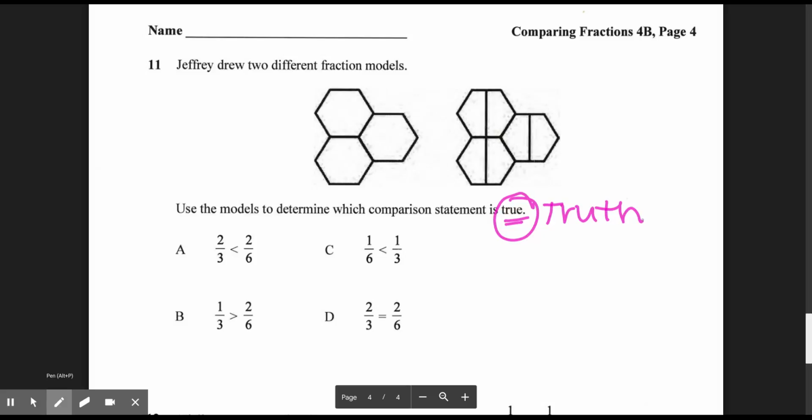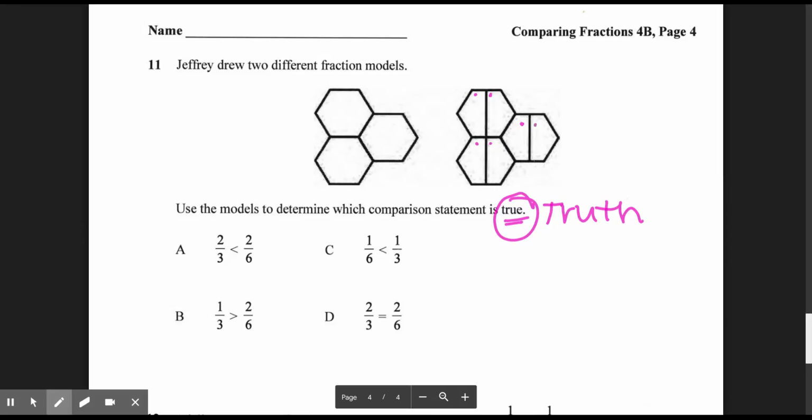So he drew these two different fraction models. The first one shows three hexagons together, so we know that that one is thirds. The second one used three hexagons again, but this time they split the hexagons each in half. So now we have 1, 2, 3, 4, 5, 6 parts. So this one is sixths. So let's look at our answer choices and see what we have to work with.